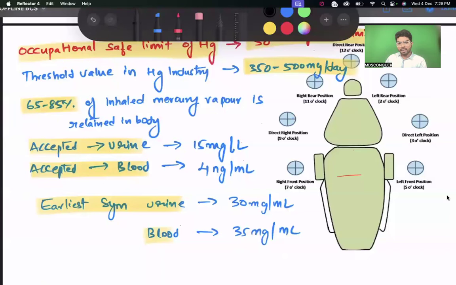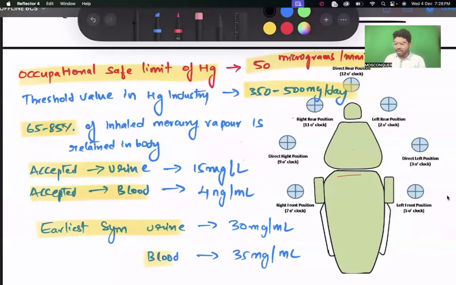The earliest sign can be seen when your urinary levels are 30 milligrams per ml and your blood levels are 35 nanograms per ml. Okay, all these numbers are very, very important. So please do make a note of it. And I hope you are familiar with the chair positions. Universal chair position is?